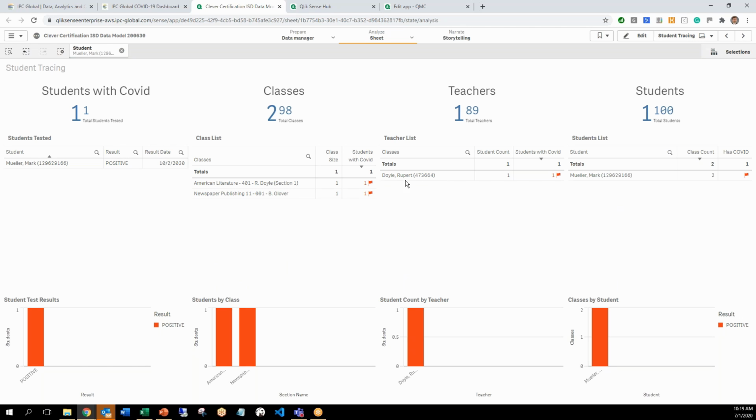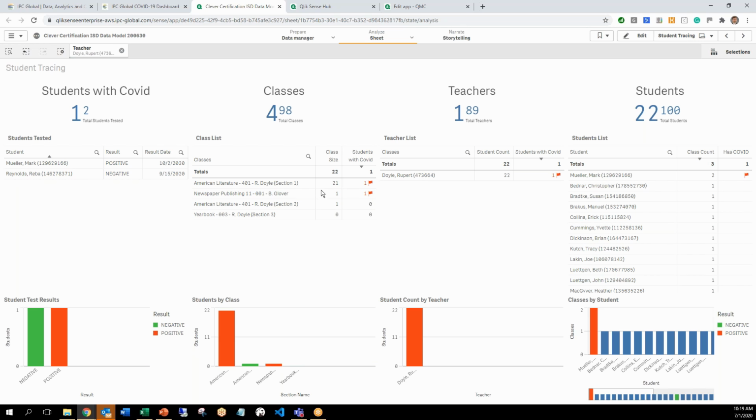Wow, Mark Mueller, he's taught by teacher Rupert, and Rupert teaches 2 classes in which Mark is in. All right, well, let's take a look at, so we're looking at 1 student, 1 teacher, 2 classes of the entire school that we are analyzing. Well, let's take a look at this particular teacher, Rupert, and deselect Mark. Oh my gosh. So Rupert actually teaches 4 classes in which red flag, Mark, the infected positive student, is in. Okay, 22 students are affected, that are in close proximity.